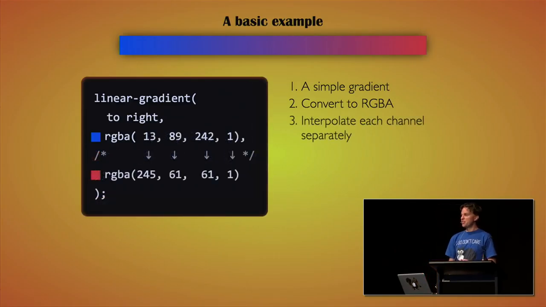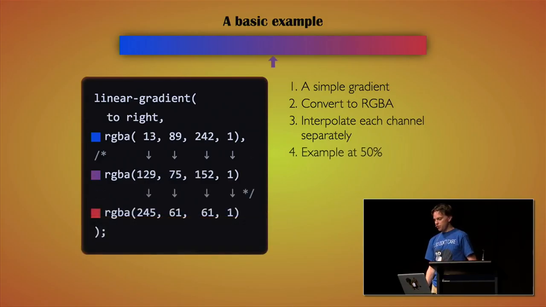The reason is because colors can be defined in any number of different syntaxes. And so converting them all to RGBA gives consistency for everything. So for example, here at 50%, the red, green, blue, and alpha channels are all exactly halfway between the start and end values.